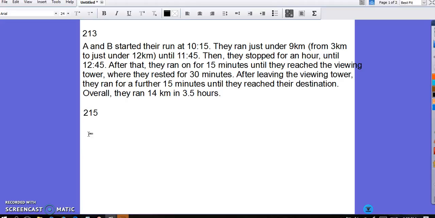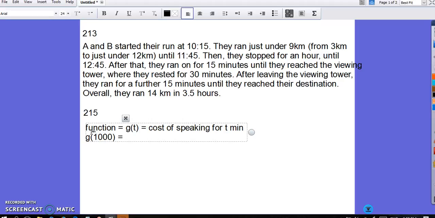So here we have a phone contract. And we need to say what G of 1000 means. Now it says that G is the cost of speaking for T minutes. So our function is g of t, which is the cost of speaking for t minutes.